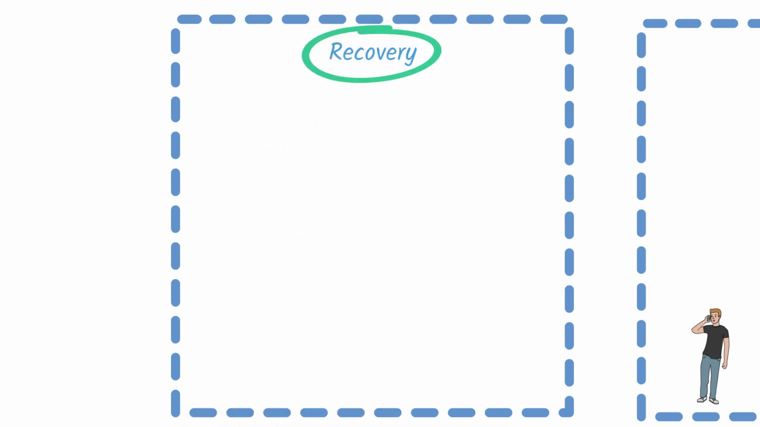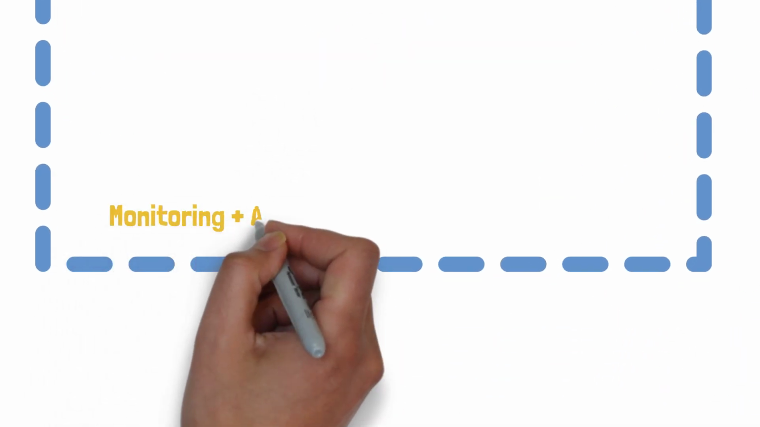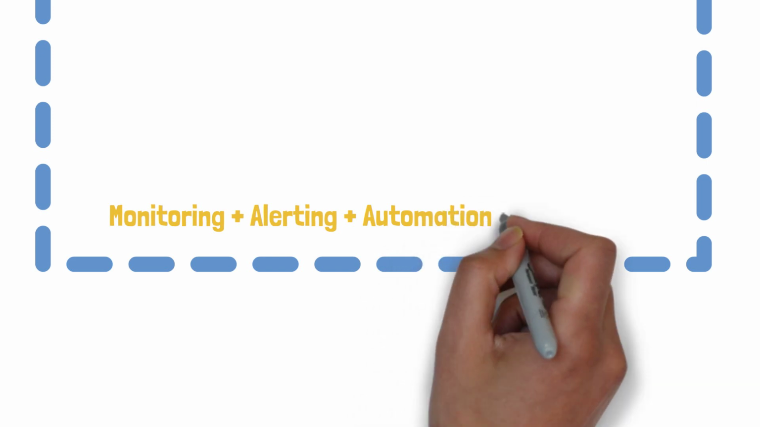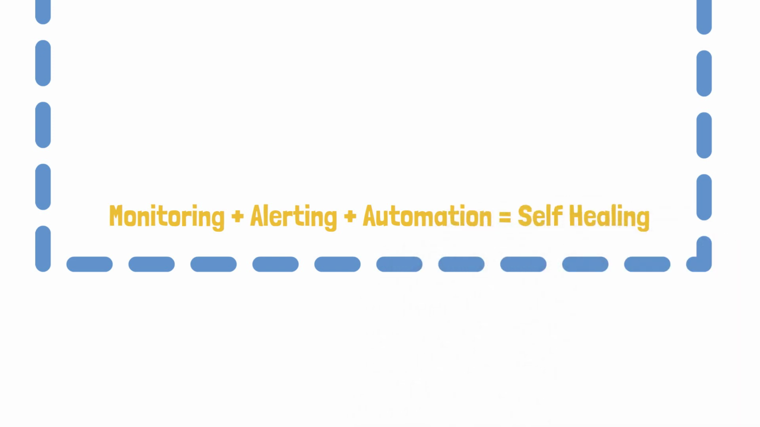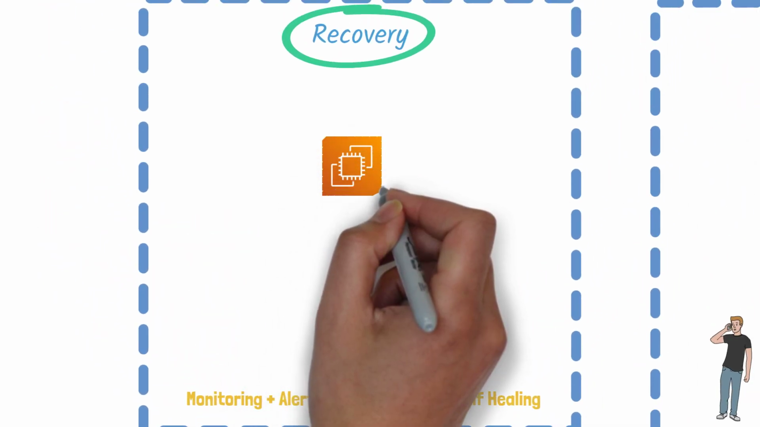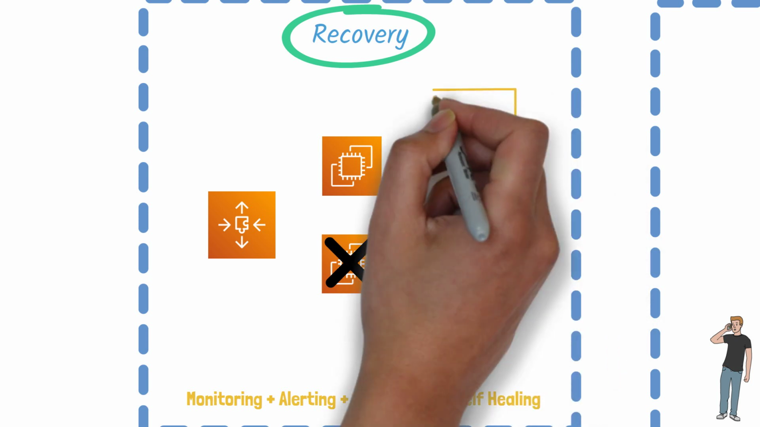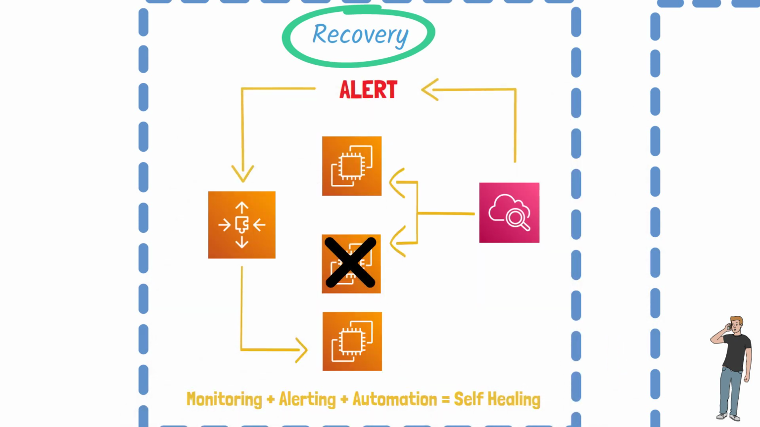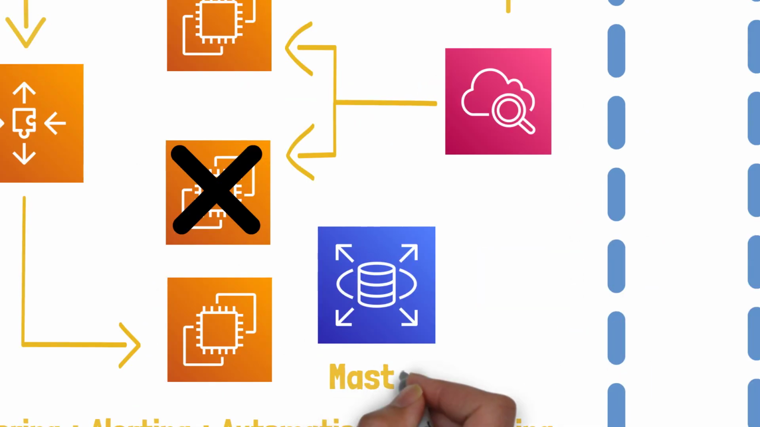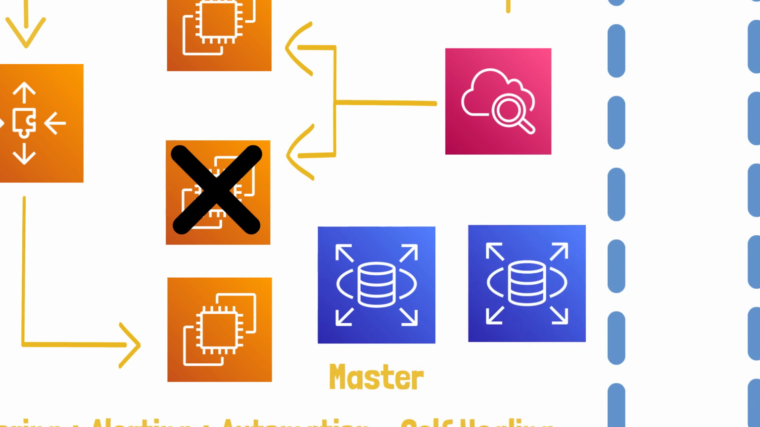Recovery. Monitoring and alerting coupled with automation can enable a system to recover from failures without human intervention. For example, CloudWatch and auto scaling can be used together to recover from failed EC2 instances. Similarly, RDS can be used with CloudWatch to trigger a failure event if the master database fails and shift traffic to the secondary database automatically.